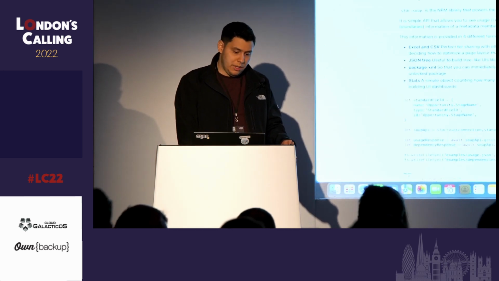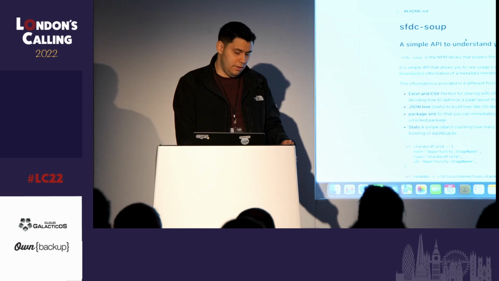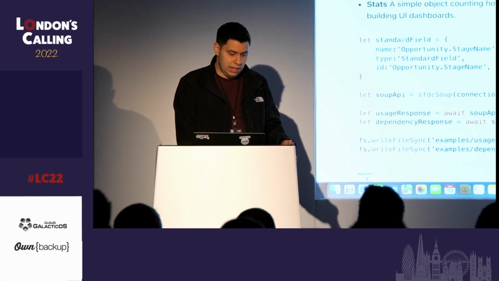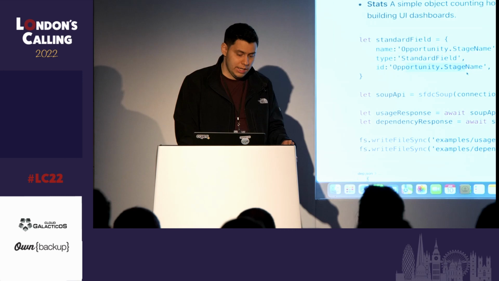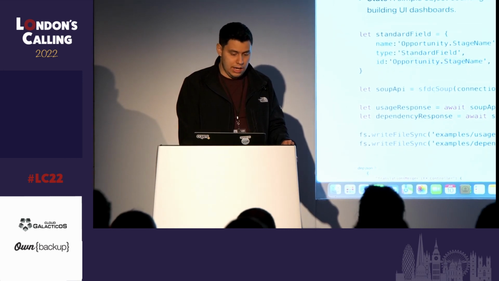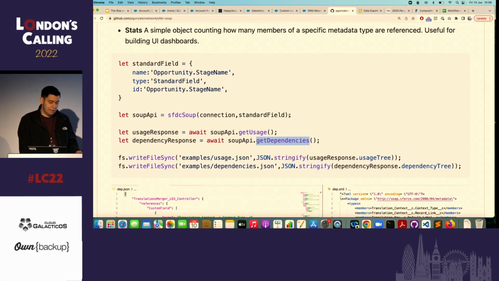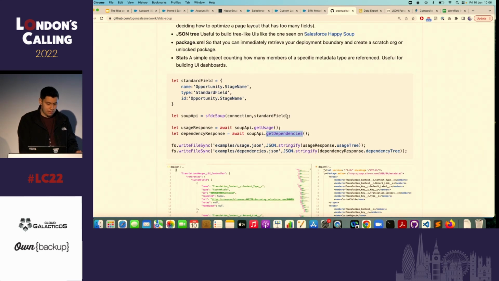No, but you have the API, so really it's a really simple API. You just create what I call an entry point, which is the name, then the type and the ID. In this case, it's standard field, so there's no ID. You instantiate the SFDC soup library, and then you just say, I want the usage or the get dependencies. So really, anyone can wrap this into an SFDX plugin. I've never done it because I just haven't had the time to look into how to create plugins.